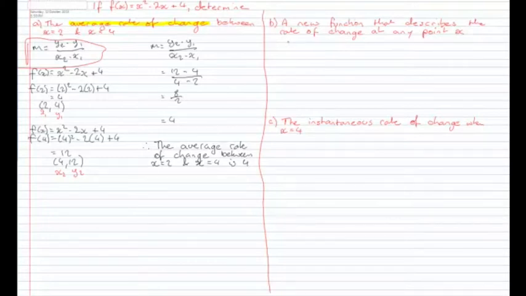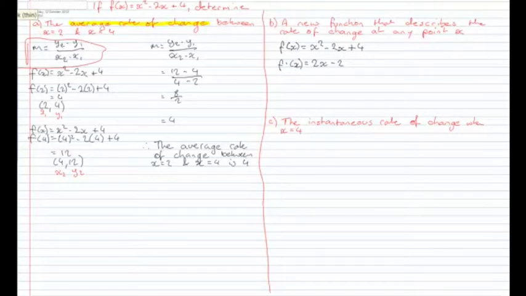The next question says, find a new function that describes the rate of change at any point x. Remember, rate of change means gradient, because when I say rates, you say gradient. So what we're looking for is the gradient function, and to do that we differentiate. We have f of x is equal to x squared minus 2x plus 4. Differentiating, you get f dash of x is equal to 2 times 1 is 2x, with the power reduced by 1, so 2 minus 1 is 1, and you don't need to write the 1 there. The next part is minus 2x, drop the power of x, and therefore you're left with 2x minus 2. Remember that when you differentiate a constant, it just disappears.